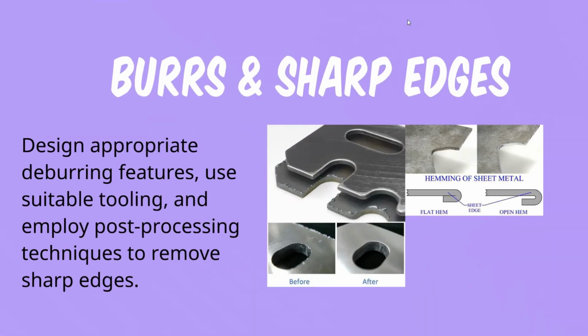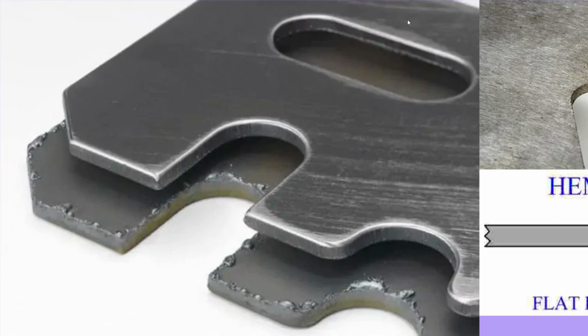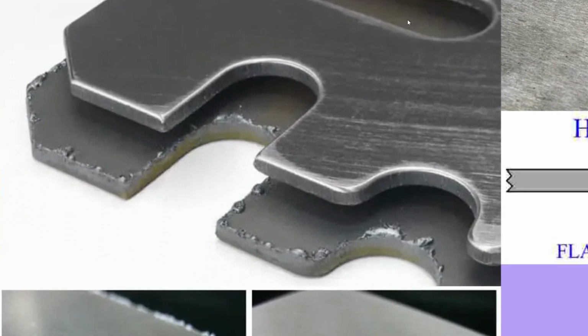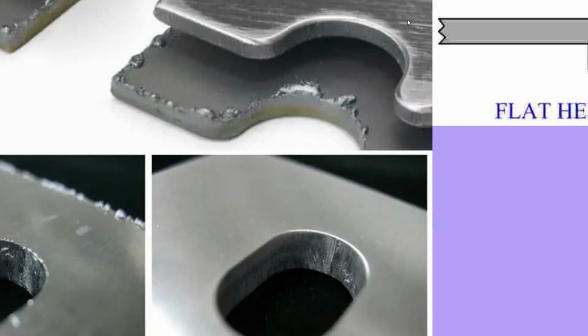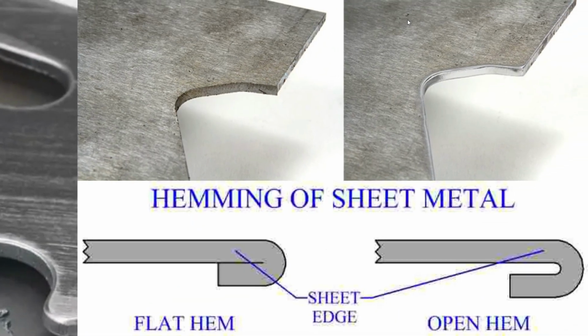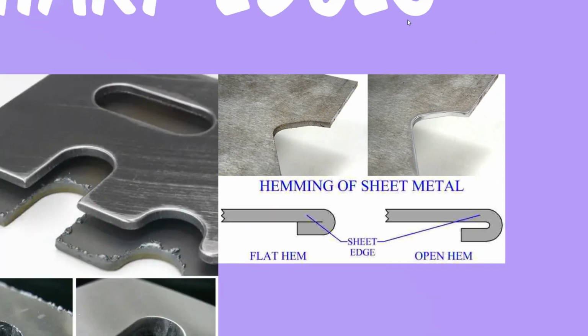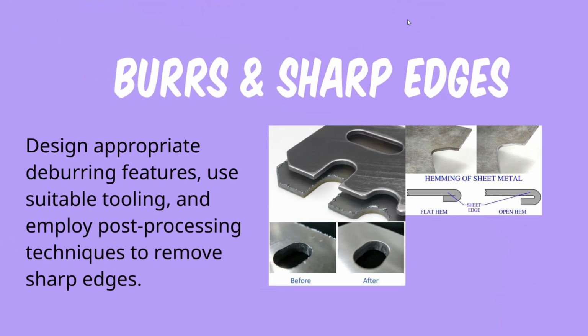A sharp edge is also known as an edge that contains small imperfections which can create a sharp surface, and these imperfections are commonly referred to as burrs. Design appropriate deburring features, use suitable tooling, and employ post-processing techniques to remove sharp edges.